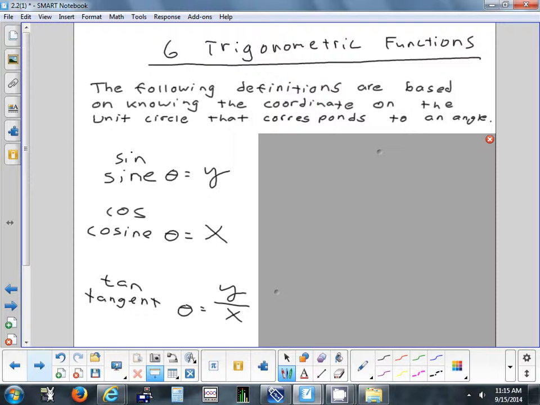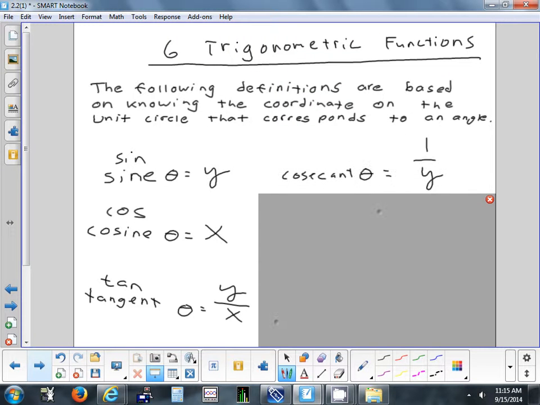Okay, so that's the first 3. How many people have heard of those before? Sine, cosine, tangent. Yeah, those are pretty common. Does anybody know the other 3? Yeah? Cosecant, secant, and cotangent. Yes.